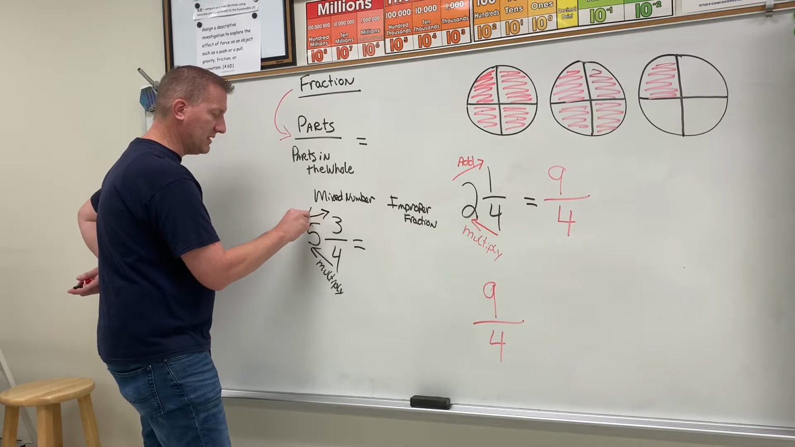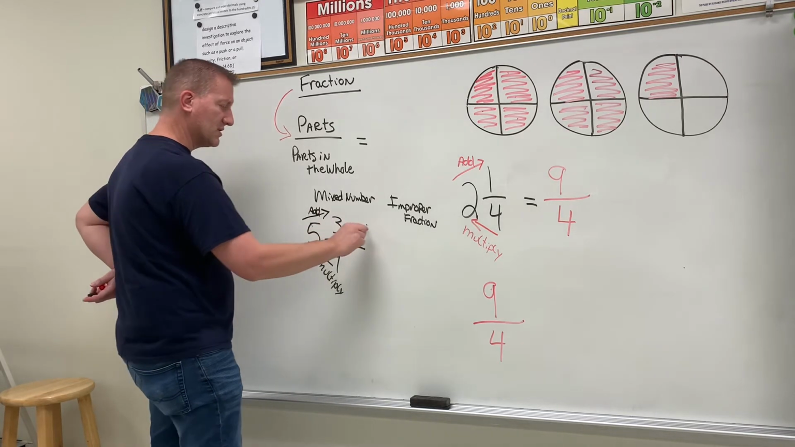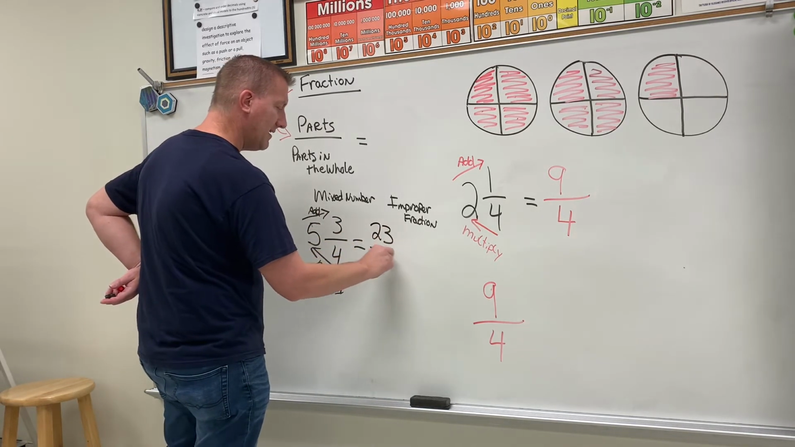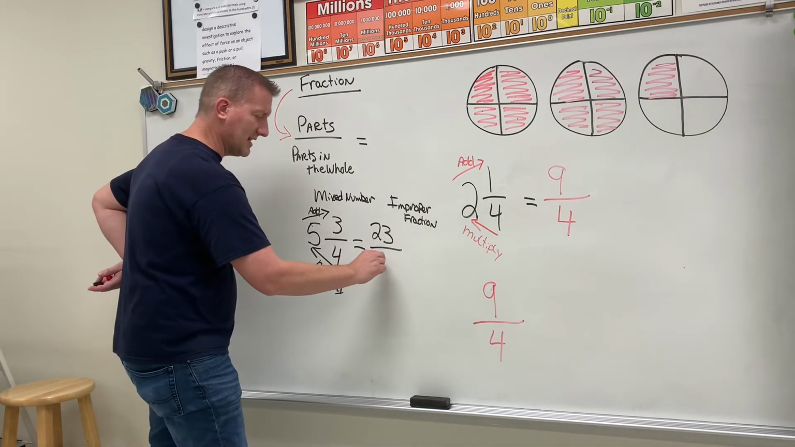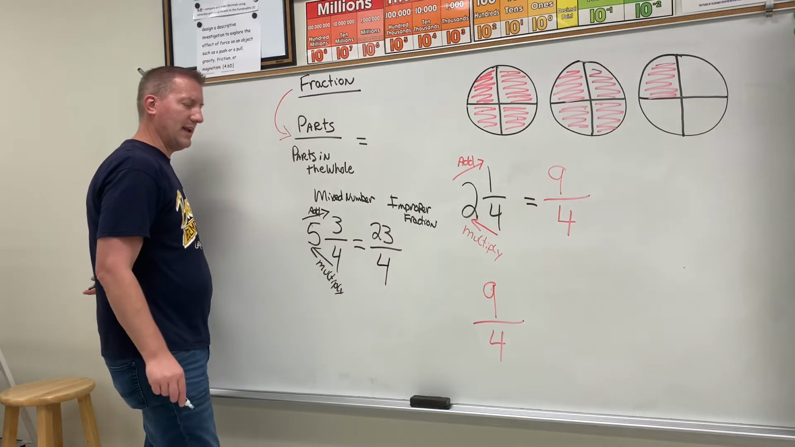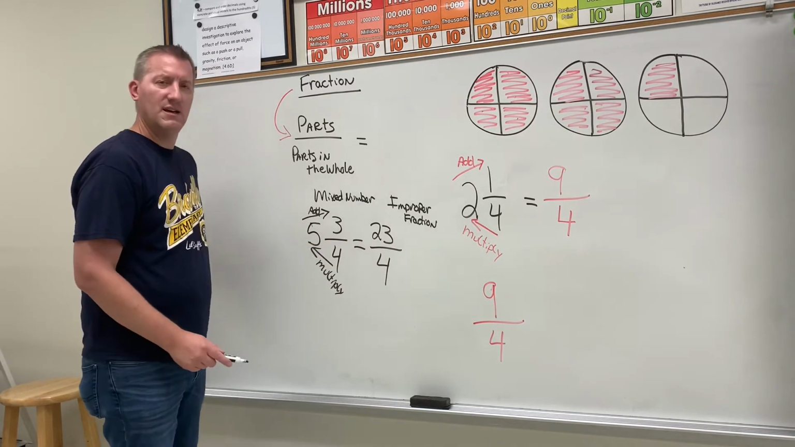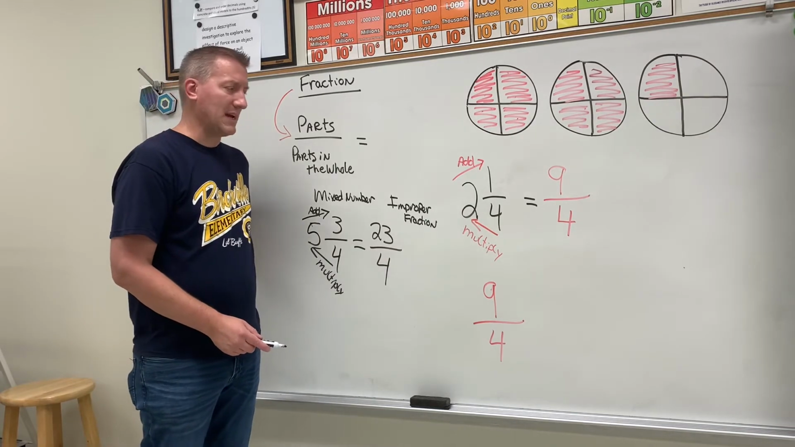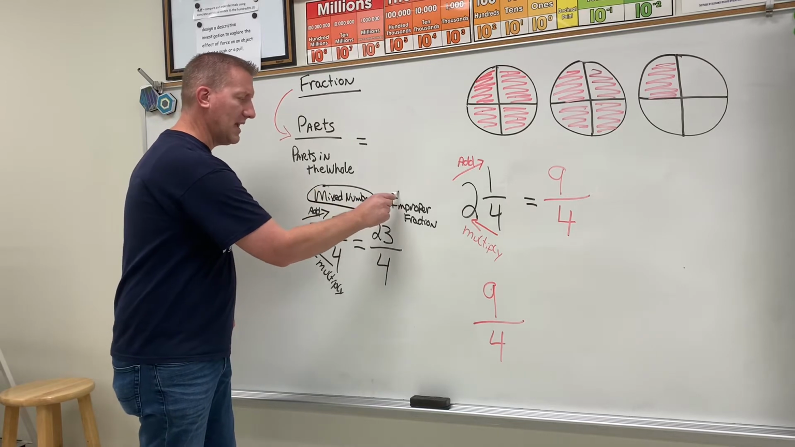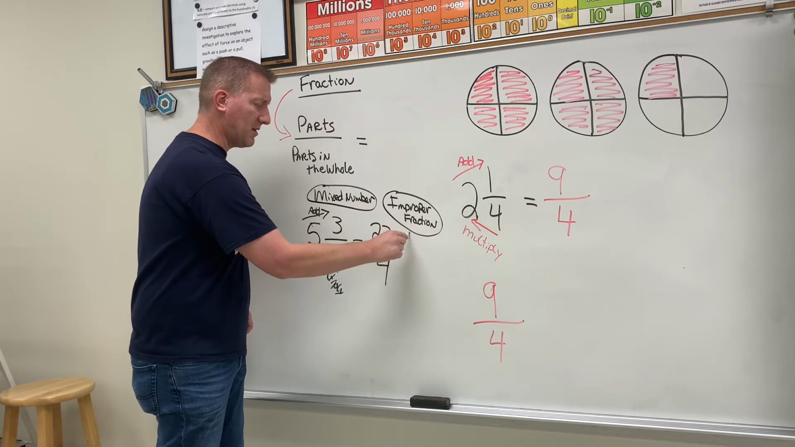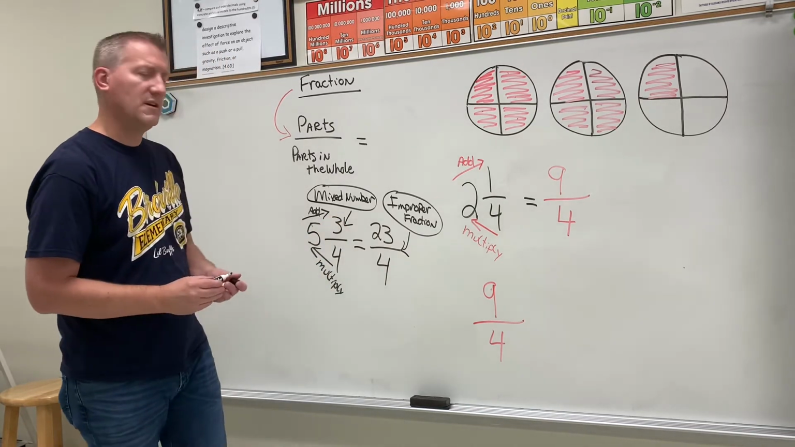And then you're simply going to add the 3. So you get 23 as the numerator. Denominator stays the same. And 5 and 3 fourths becomes 23 fourths. Okay, so that's how you change from a mixed number into an improper fraction.